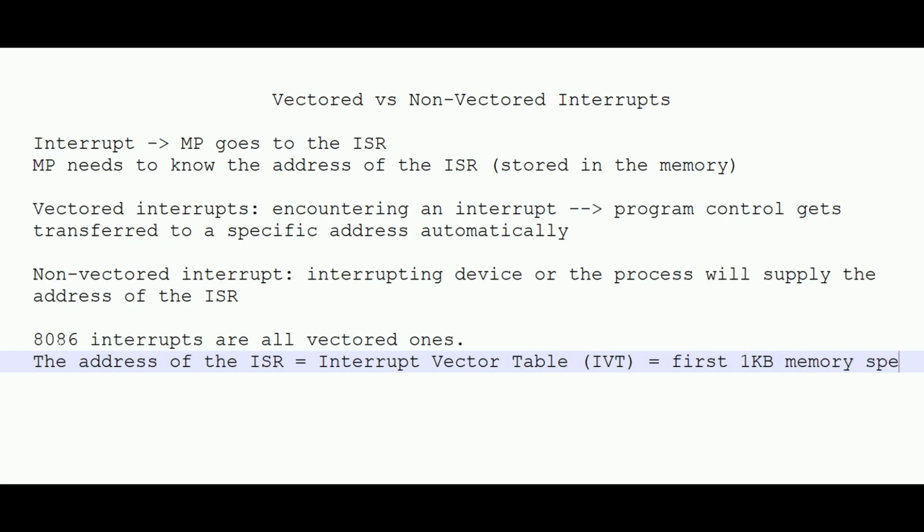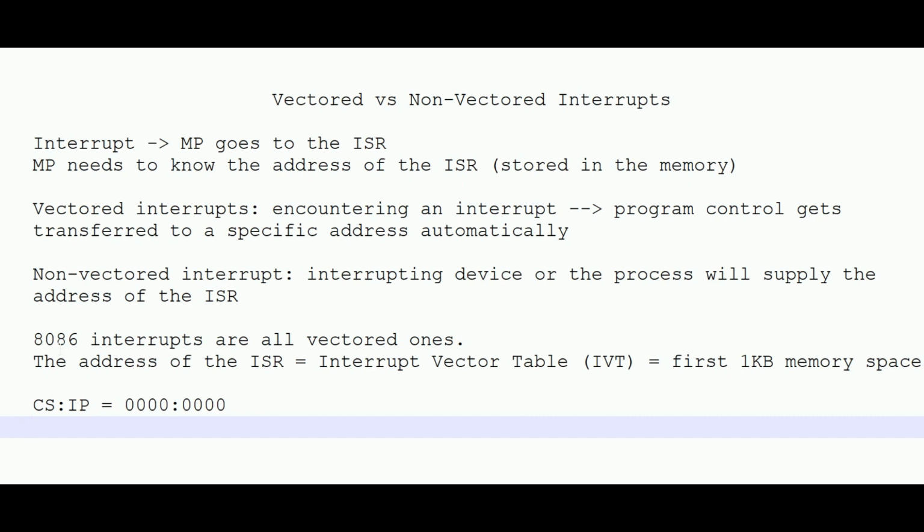Now let us stress on this point. The first 1 KB of memory space. You know that the 8086 can be used with a maximum of 1 MB of memory. When we are talking about the first 1 KB of memory space, this space can be given by two means: one is your code segment value and another is your instruction pointer value. So the first 1 KB of memory space means your code segment will be all zeros and your instruction pointer will start at all zeros.